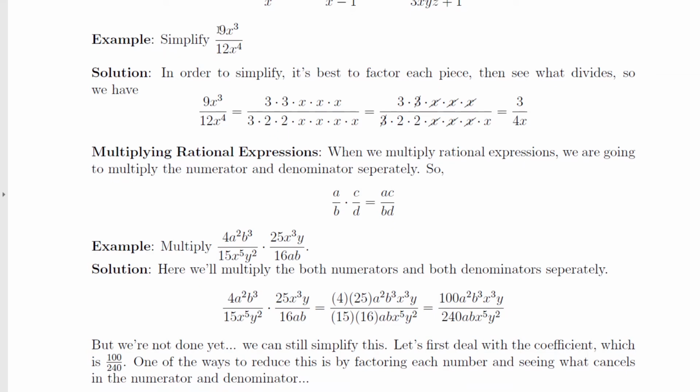So here's a quick example. If we have to simplify 9x cubed over 12x to the fourth. What we did in the last chapter is we worked on factoring and breaking each of these individual components into their smaller pieces, just multiples of smaller pieces. That's really what we're doing. We have 9. 9 breaks up into 3 times 3. And then the x's all just multiply out times each other.